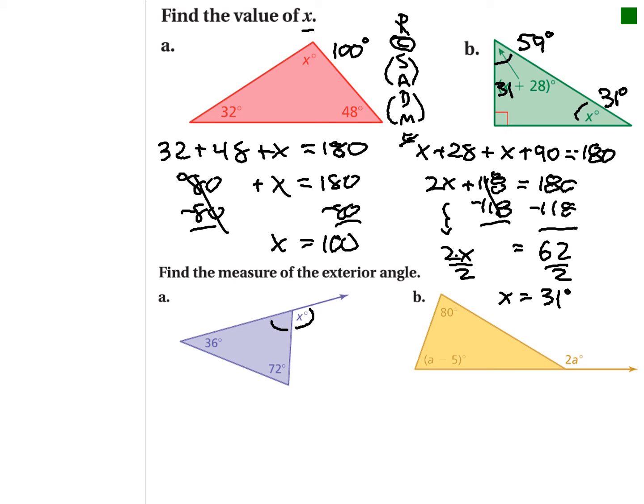Here we go. 36 plus 72 plus this missing angle. And this missing angle is 180 degrees minus x. And all of these three angles together, now we're talking about this inside angle and these two inside angles, as normal, add to 180. Okay, so we have 36 plus 72 plus 180.